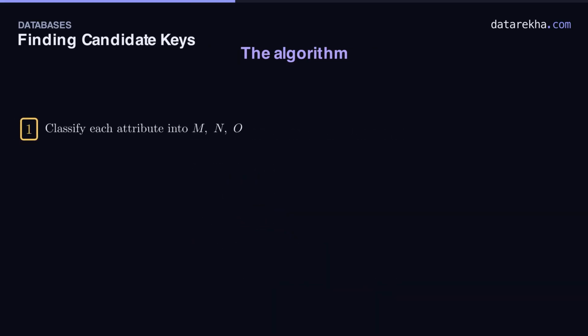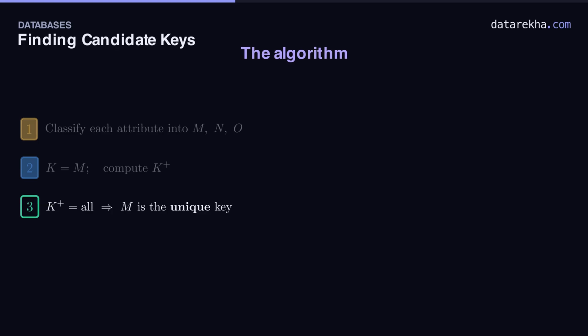Here is the whole recipe. Step 1. Sort every attribute into M, N, or O, the way we just did. Step 2. Start with K equal to M, the mandatory attributes, and compute its closure. Step 3. If that closure is already everything, you're done. M is the one and only candidate key, because any larger set would fail to be minimal.